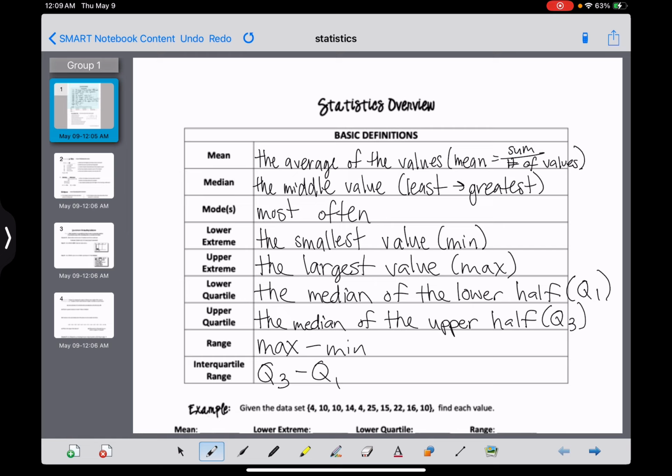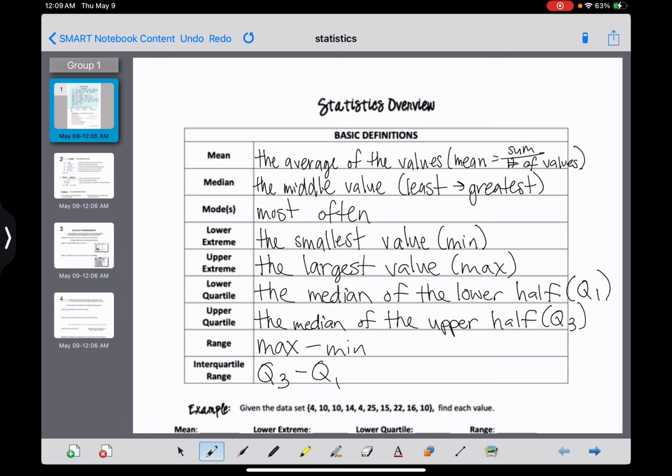Mean, remember, is your average of the values. That's the sum of all of whatever you're adding divided by the total number of values. For the median, that's your middle number. Remember, you have to put it in order from least to greatest. If you don't put it in order from least to greatest, you're not going to get that median. And then the mode is the number that is most often occurring. So you're looking for how many times that number shows up and which one is the most.